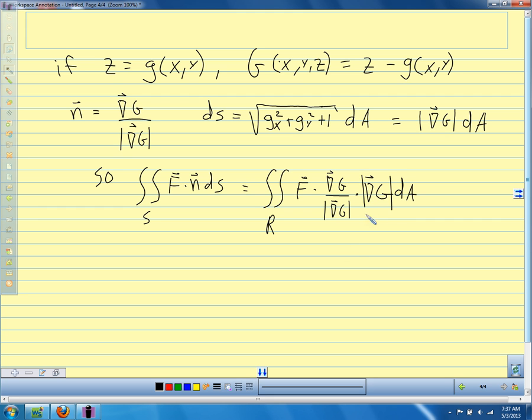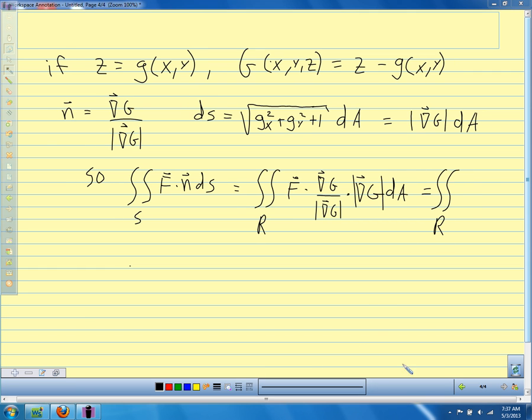And these magnitudes of del g cancel, and we get that this just equals the double integral over our region in the xy plane now of f dot del g dA. And we've taken our unit normal vector with upward orientation, because z is positive. So this is how we're going to evaluate this surface integral of this vector field.